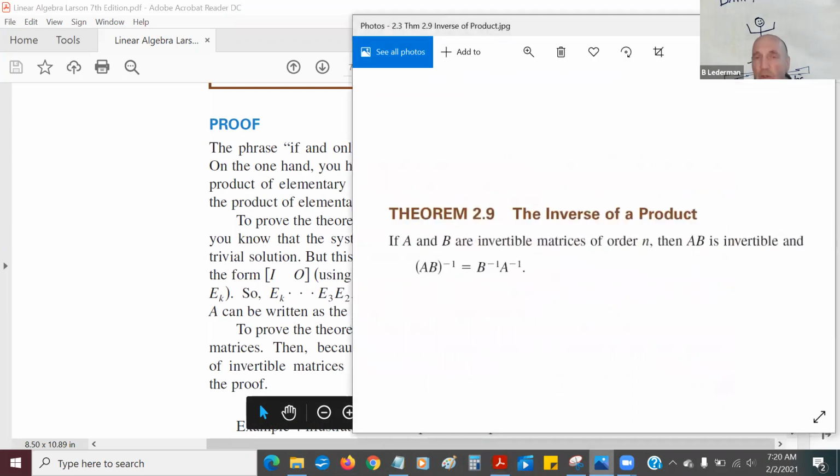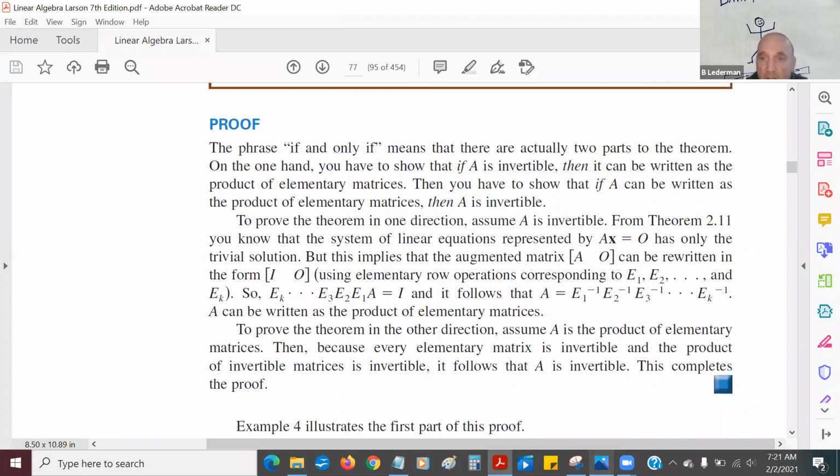Well, that was theorem 2.9, something we learned previously: if A and B are invertible matrices, then the product AB is invertible, and the inverse of the product AB is B inverse A inverse. So this is something we've already established, just reminding you. And so therefore, A is invertible, and that completes the proof.